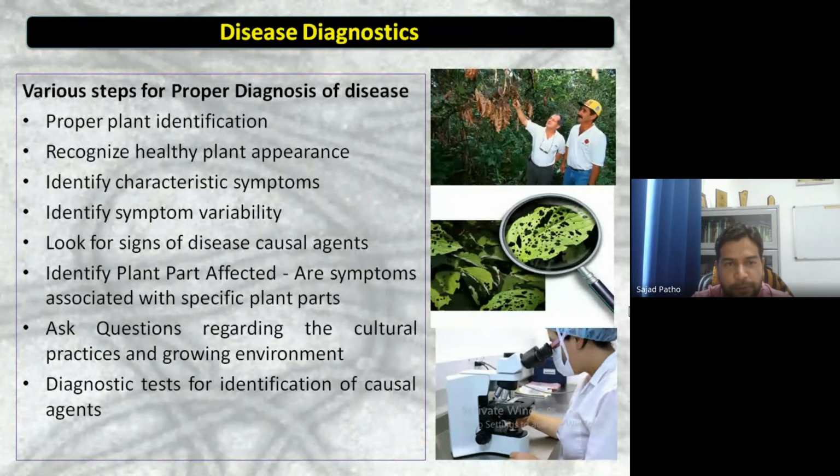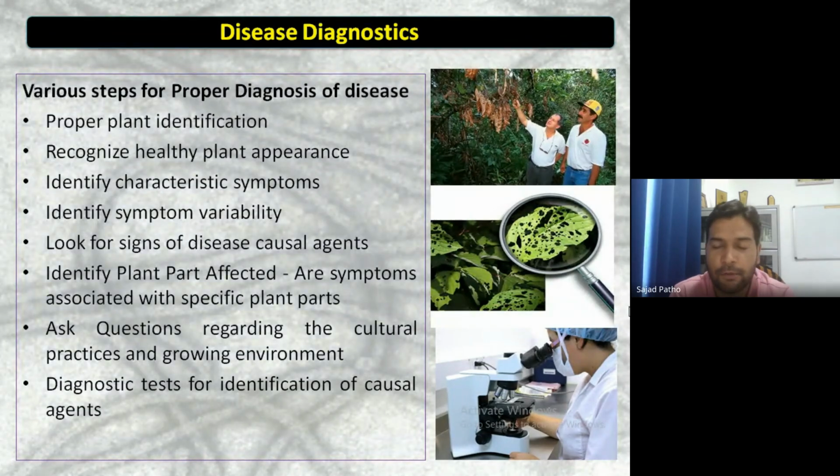There are various steps for proper diagnosis of the disease. First up, we should have a proper identification of the plant, whether it is an apple plant, a guava plant, or a walnut plant. The first and foremost step is knowing which plant this is. For example, if this is an apple plant, I will recall the various diseases, the various deficiency symptoms, and the various insect pests which attack it. Second will be the recognition of the healthy plant appearance. And third, identify characteristic symptoms.